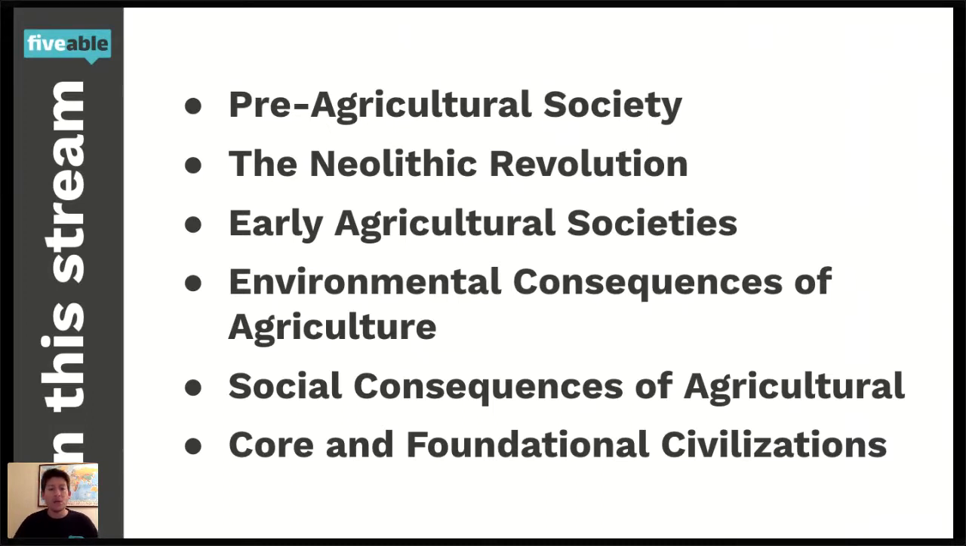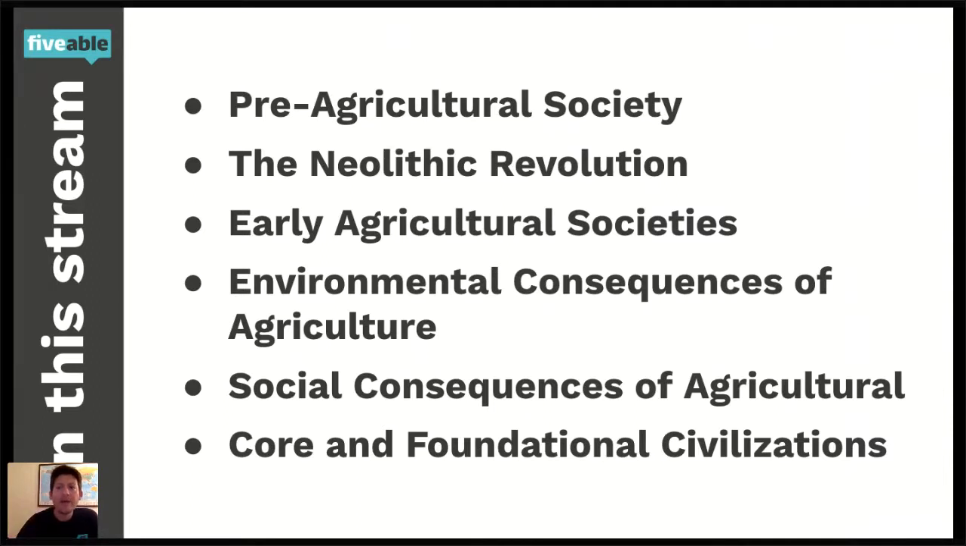The next thing that we'll look at then are the social consequences of agriculture. How did agriculture fundamentally change our societies? And then we will dip our toe and just talk about a couple of the core and foundational civilizations. We will also end tonight with a couple of practice questions. We have one that is a multiple choice, and then one that I whipped up that is a short answer question and has a little bit more of a modern connection. So let's go ahead and get started.